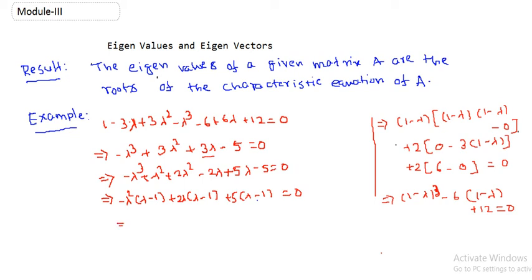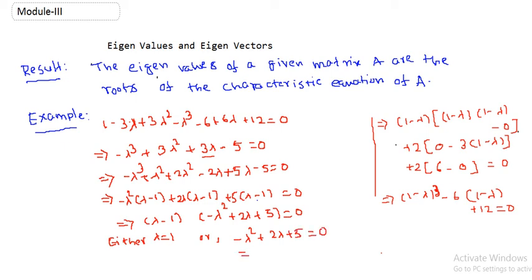Okay, this is good. So lambda minus 1, and we have minus lambda square minus 2 lambda plus 5 equals 0. So this means either we get lambda equals 1, or we have to solve this equation. Lambda square minus 2 lambda minus 5 equals 0. So we have to use this formula, the quadratic formula.